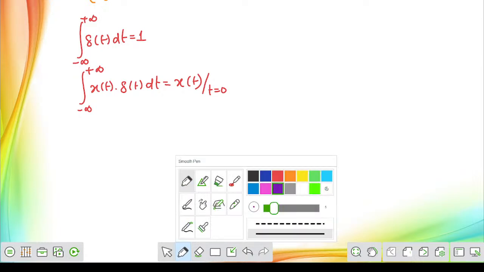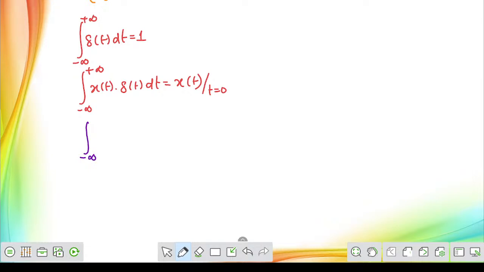One more thing, actually I forgot to mention there. Suppose it is given, the integral from minus infinity to plus infinity of x of t into the nth derivative of del of t with respect to t, dt.